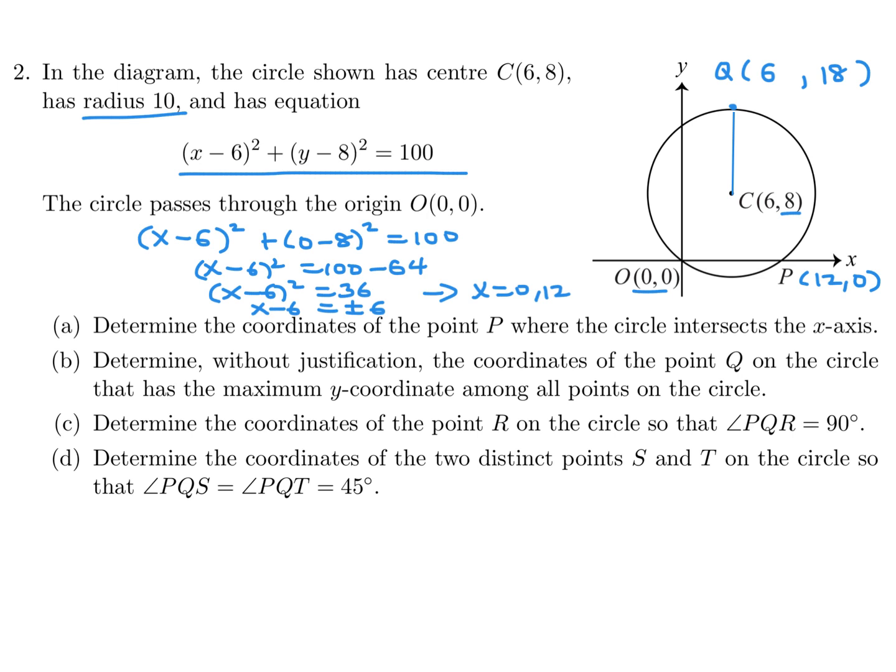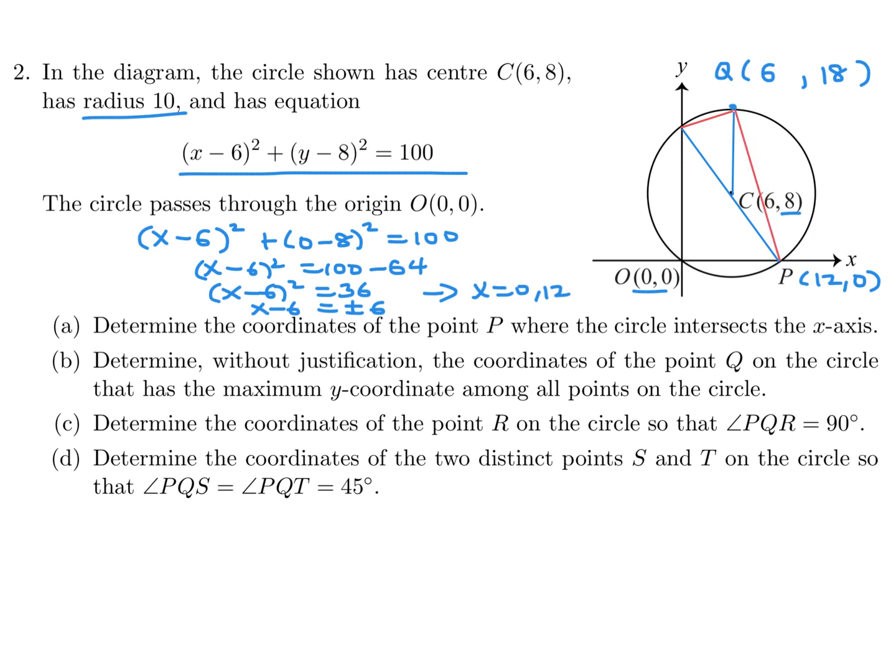Part C, determine the coordinates of R so that angle PQR is 90 degrees. PQR is 90. Okay, so let me attempt to draw where R might be. Because if PQR is 90, that basically means that it is inside a semicircle. Let me explain. Some of you already know that, but I'll draw these lines in first and then explain it. Okay, so there we go.